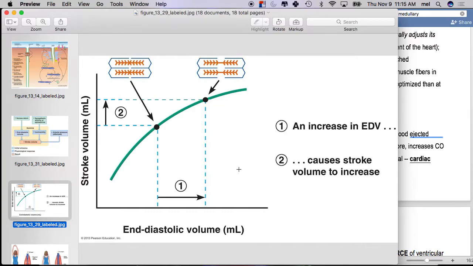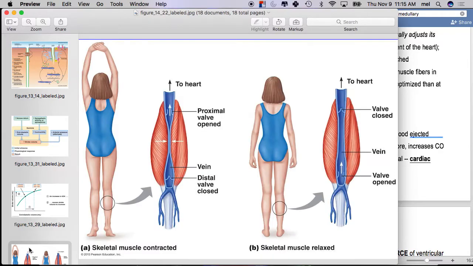Well, two things. What we call the skeletal muscle pump. And the skeletal muscle pump says, okay, arteries do what the heart tells them to. Veins, you have to do something else.